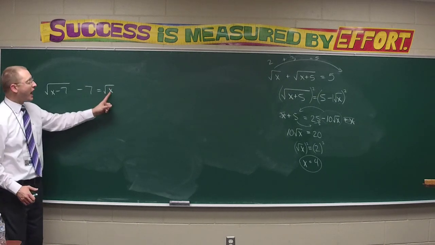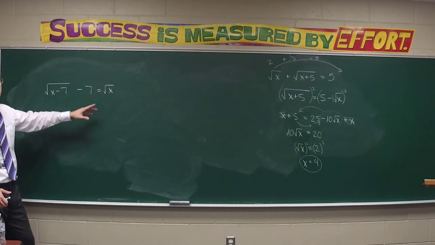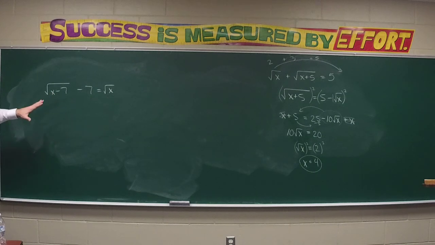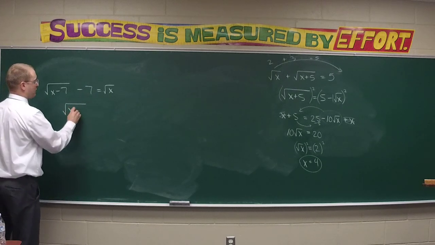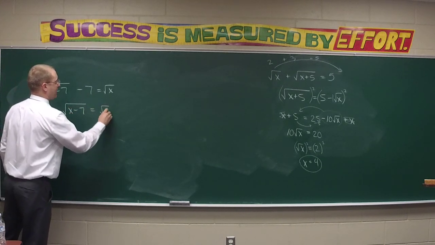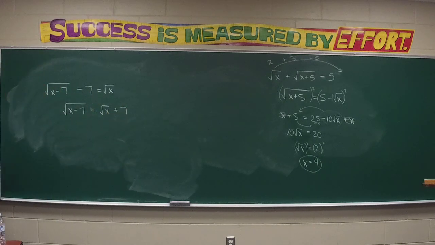You could argue we've got a radical isolated, but your life is going to be easier. Again, I'm a lazy mathematician. So what I'm teaching you is the easy way. Easy way is isolate the biggest radical. What easy step could I do to isolate the biggest radical, Michael? Add 7 to both sides. I add the 7 to both sides, or move it over as a positive 7. So that square root of x plus 7. Now the big radical is isolated.